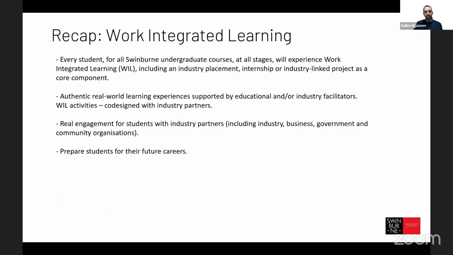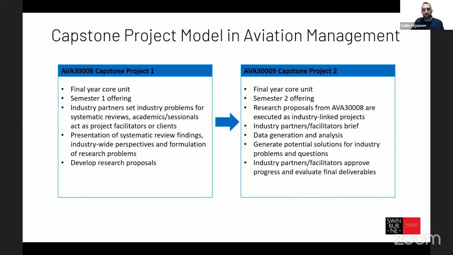Okay, so the work integrated learning. I want to spend a bit of time on this. I'll start off on this page here. Essentially, this is in the final year of the degree, and for me, lecturing this on a sessional basis, and also acting as a client, as an industry partner, from my experience, it has been very, very rewarding because I've seen how the students have developed in terms of their semester one to semester two.